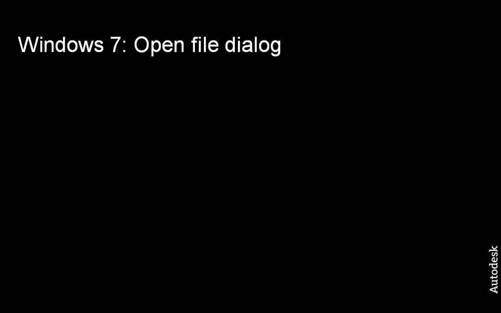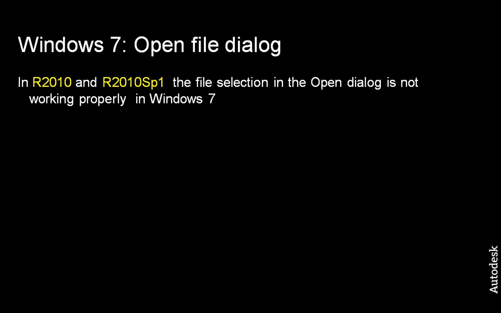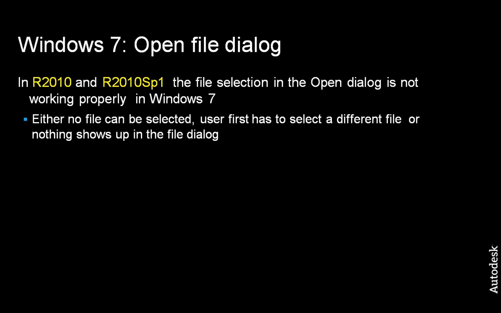A long story, but I propose that you read the newsgroup post. I think it's clearer than even this presentation. Another problem we had was with the open file dialog, where you had some difficulty selecting files in the open file dialog when working on Windows 7, and when you use the versions 2010 to 2010 SP1. You could either not select any file, or you had to select multiple files or click on multiple files first, or even nothing was showing up in the file dialog. Most of these problems are fixed in Service Pack 2.